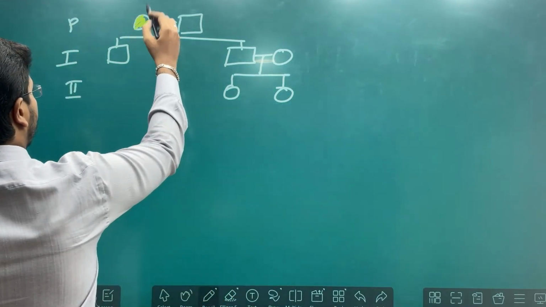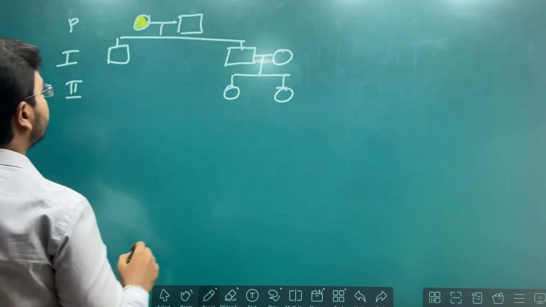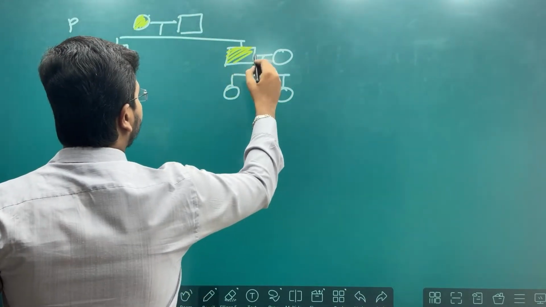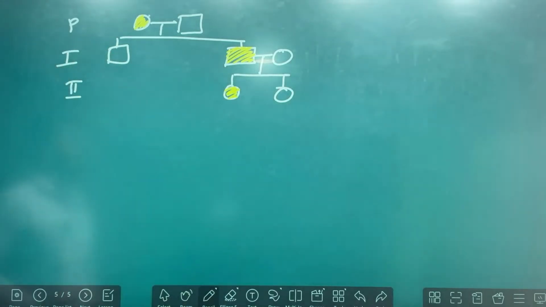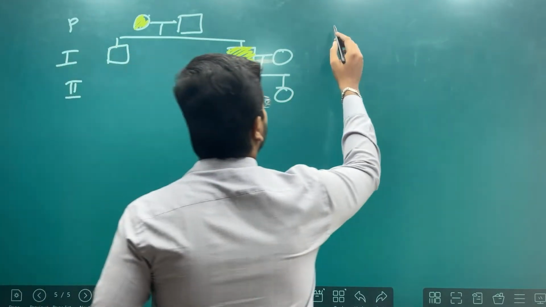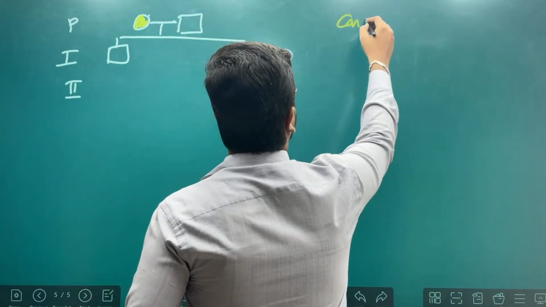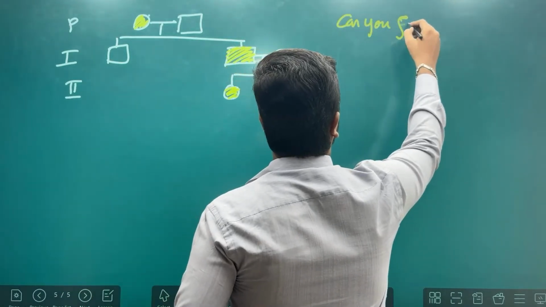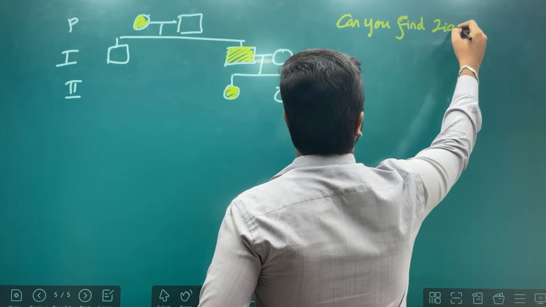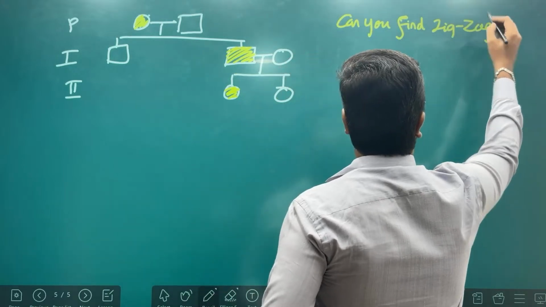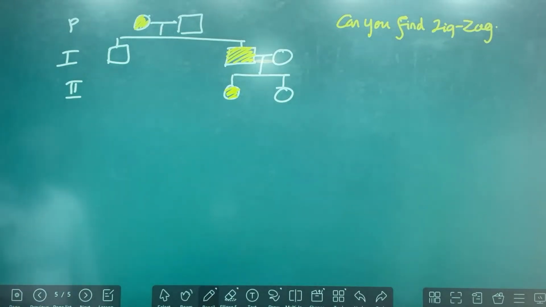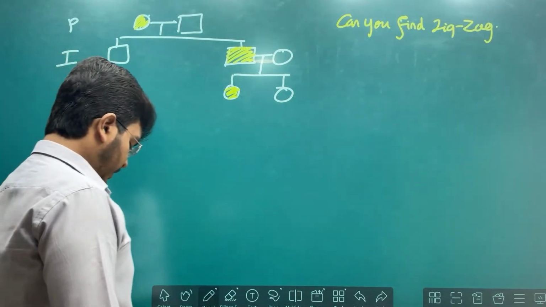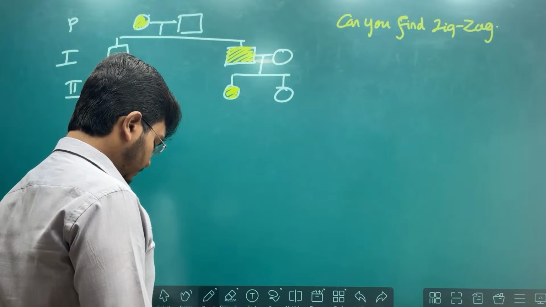First generationல அம்மாக்கு டிஸார்டர் இருக்கு. செகண்ட் ஜெனரேஷன்ல பையனுக்கு டிஸார்டர் இருக்கு. தேர்ட் ஜெனரேஷன்ல பொண்ணுக்கு டிஸார்டர் இருக்கு. Now, first question. Can you find zigzag in this? Yes or no? Can you find zigzag in this?